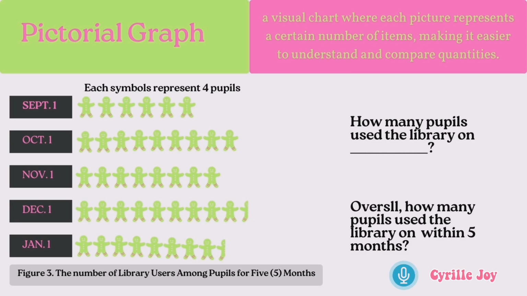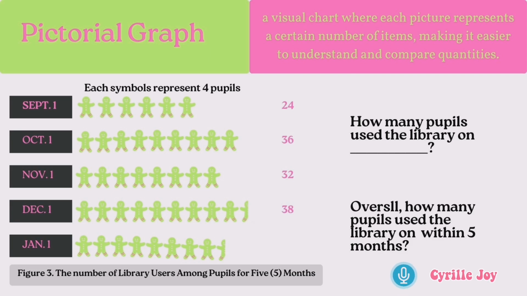There are 6 figures multiplied by 4 because each symbol represents 4 pupils. The answer is 24. For October 1, there are 9 symbols multiplied by 4 equals 36. Next, in November 1, there are 8 symbols, which means it will be multiplied by 4 equals 32. While in December 1, there are 10 figures, but one figure was half, which means 4 divided by 2. So, overall, the total number of pupils was 38.